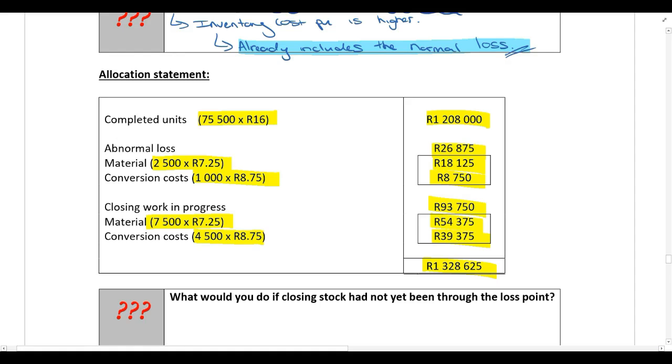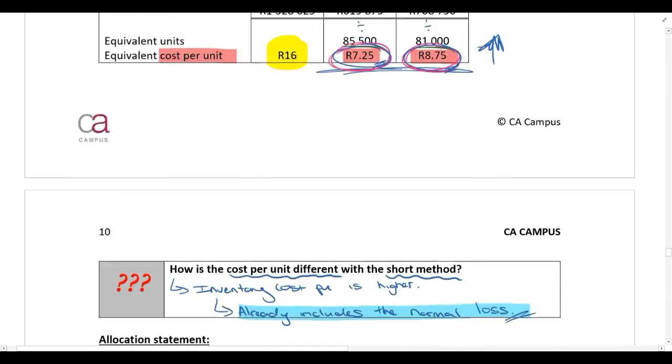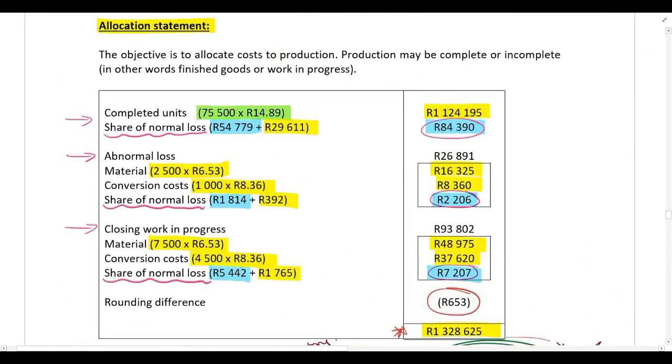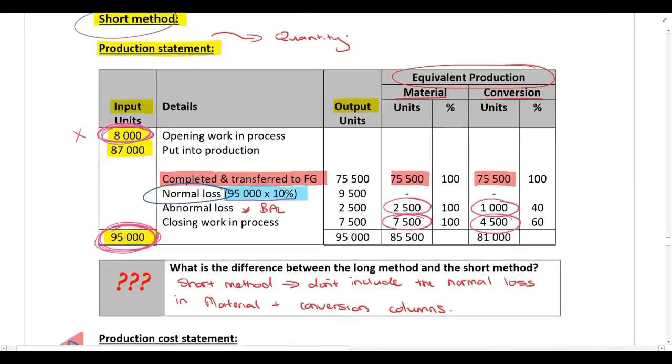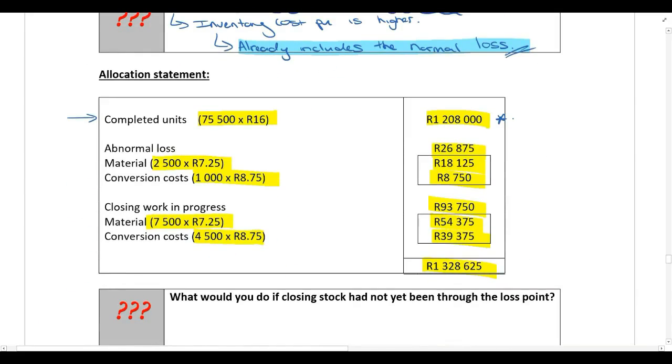And you guys can go back and you can compare. If you look at the value of our completed units over here, and you compare it to the completed units using the long method, the two of these two together, they are the same apart from rounding differences. So we do have rounding differences. Okay. We can compare the abnormal loss, this total over here, and we can also compare closing work in process. And you'll see with the long and the short methods, they are exactly the same apart from rounding differences. Okay, and much, much easier. So there's no reason why you would ever use the long method if you can use the short method. It's 100% accurate and it's just much easier.